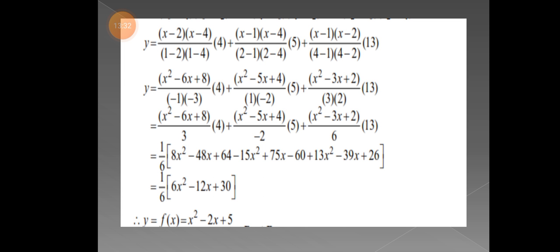Okay, then in the next case we are having the denominator as 6, so there is no need to multiply any values, we'll keep it as it is. 13x square minus 39x plus 26 will be as it is.